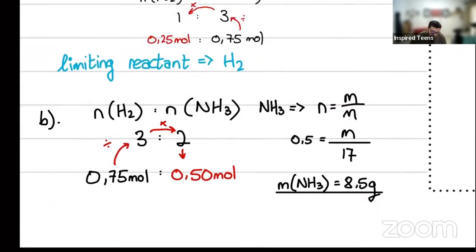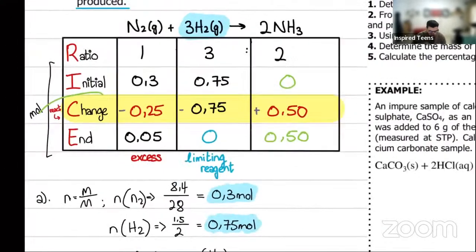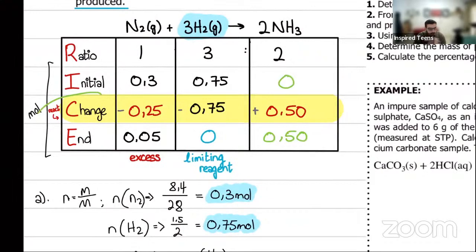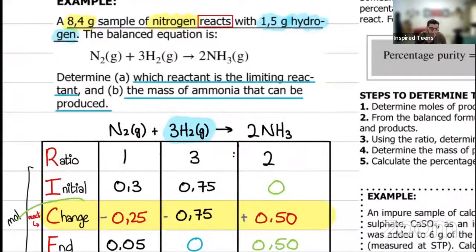Okay, so that's how we utilize the Rice table. The first part was to write down the initials, understanding the information that's given in the question, and what part of it is initial. We need to understand this is a limiting reagent. So even when they say an 8.4 gram sample of nitrogen reacts with 1.5 grams of hydrogen, we mustn't have the understanding that it completely reacts. We mustn't initially assume it.